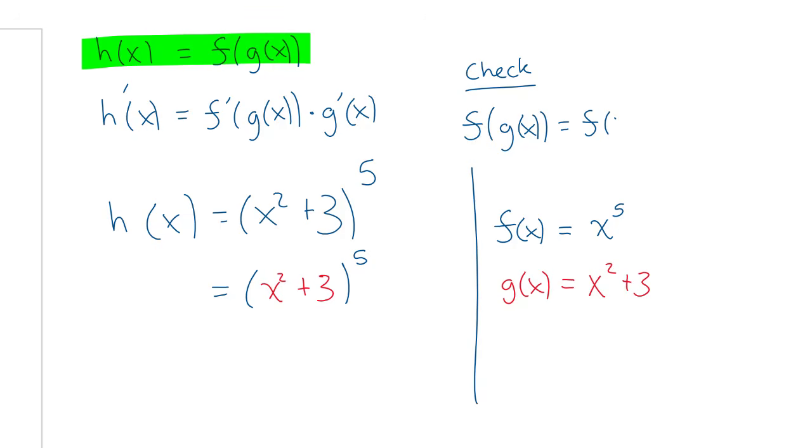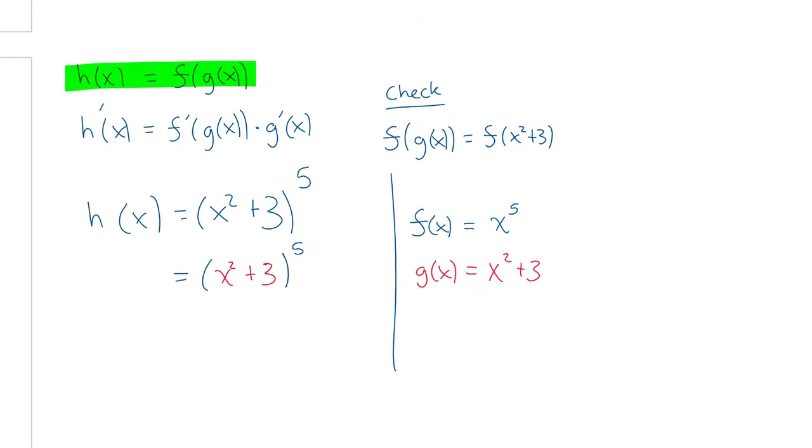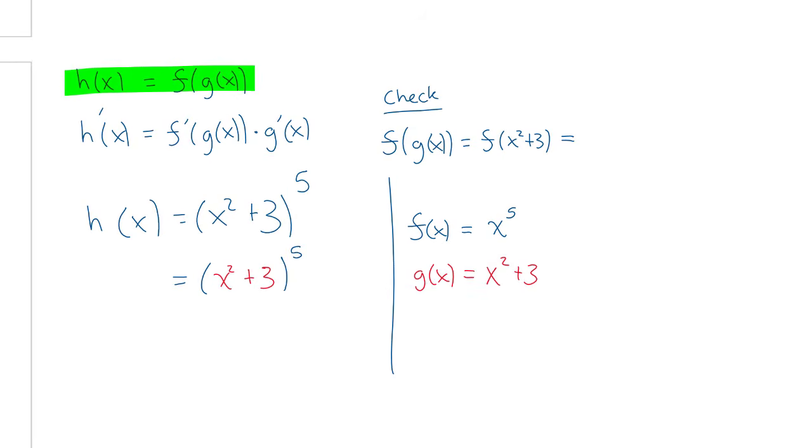If we substitute our choice for g into f, we get the following. And then what does f do to its input? It raises it to the 5th power. So in the end, this composition gives us the quantity x squared plus 3 raised to the 5th. So this checks out. Our choices work such that the composition of f with g gives us our function h. So that's the idea, that the choices that we made make sense in this context.